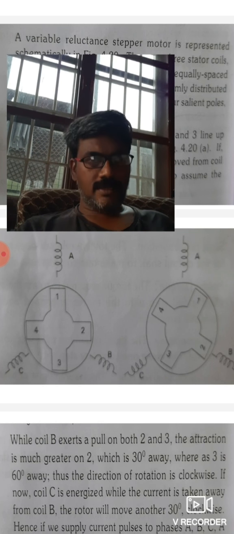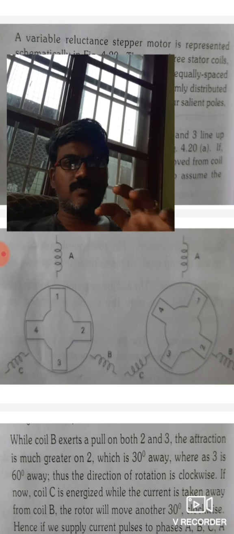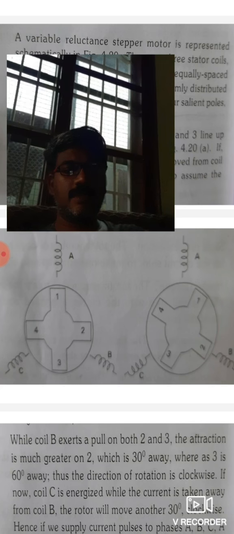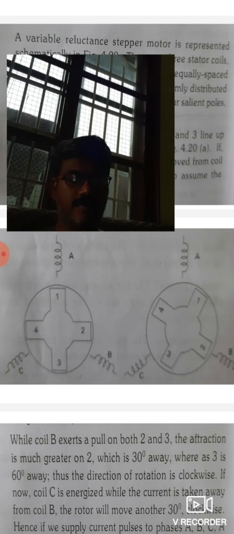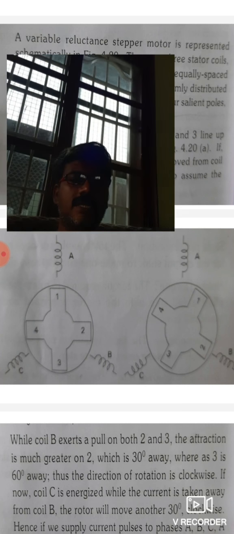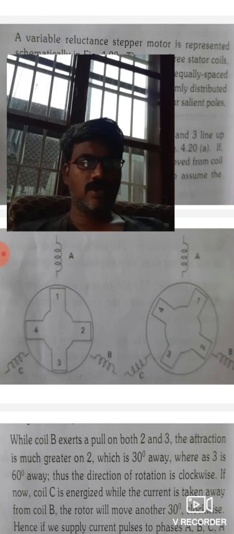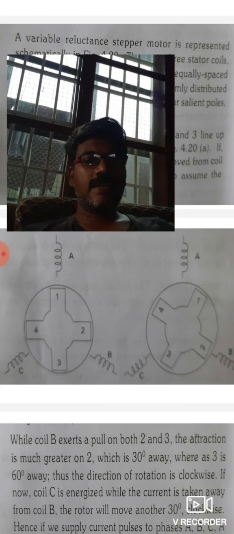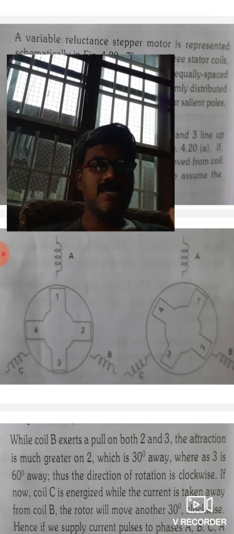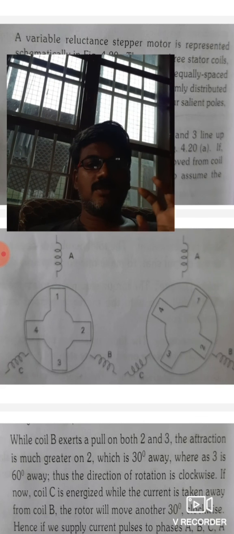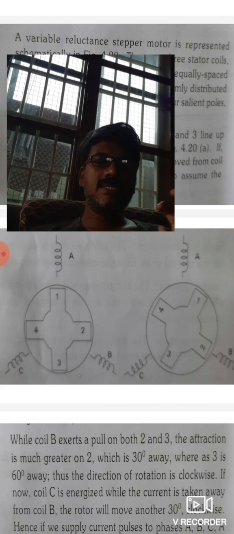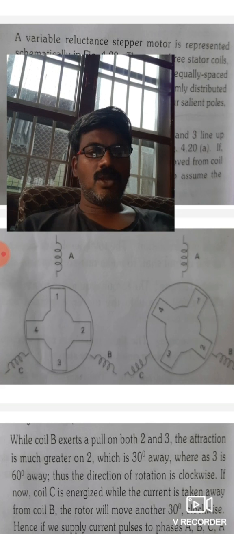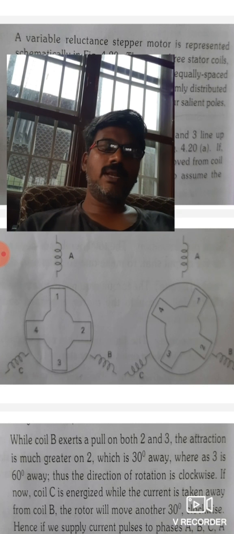Then again the rotor rotates a further 30 degrees, right? The rotor will be moved another 30 degrees clockwise. So hence, if we supply current pulses to phases A, B, C, A, etc., the rotor will step 30 degrees for each current pulse, requiring 12 pulses to complete one revolution.